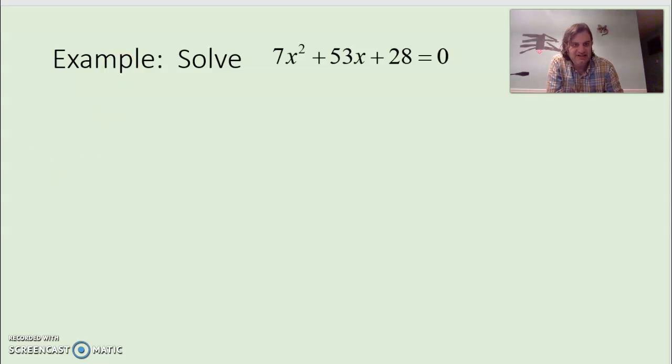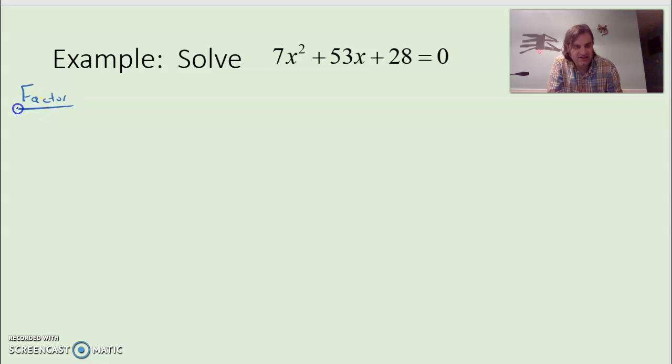Alright, here's a second example. I think I'm going to abbreviate the process, but the question is 7x squared plus 53x plus 28 equals 0. So the advantage is everything is on the left and it's equal to 0. I think I'll give you some practice problems where you have to move things around before you start. But it's good to know that if you don't have everything on one side, you can move it. So we'll give you a chance to work on that a little bit later.